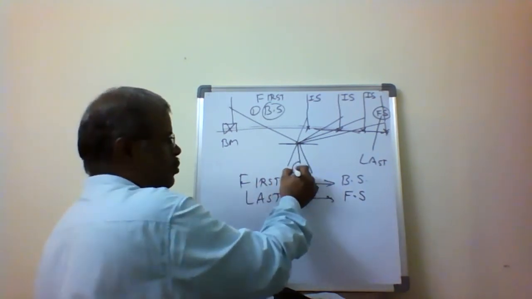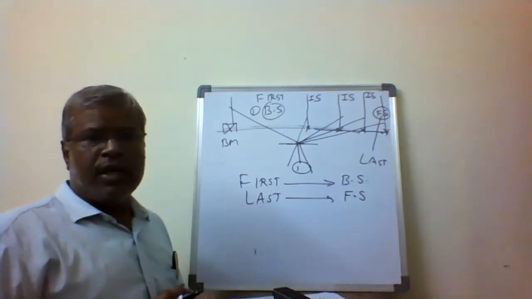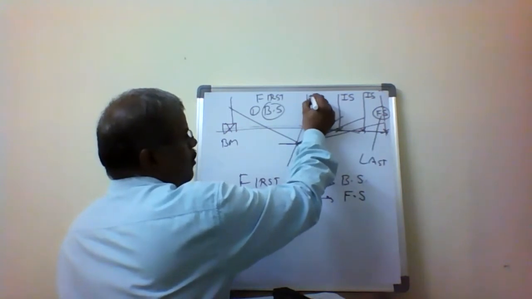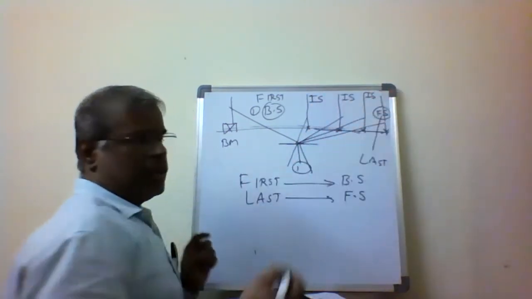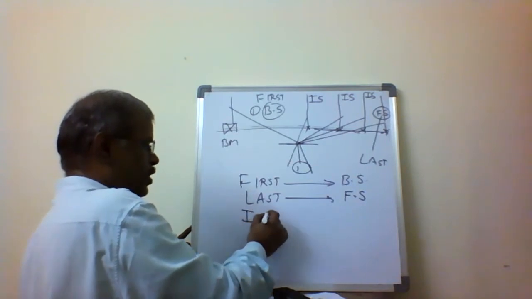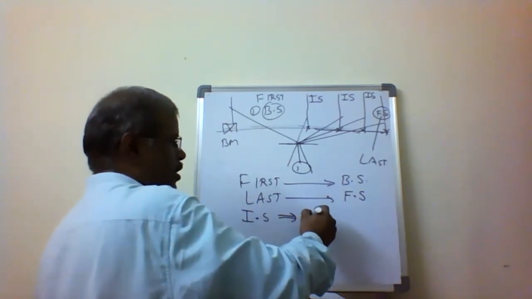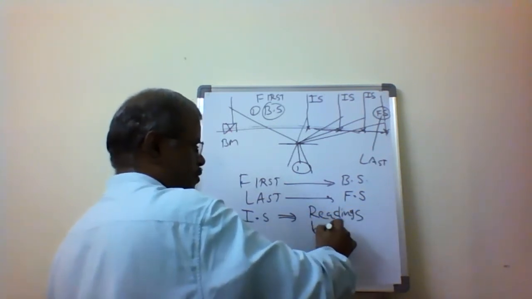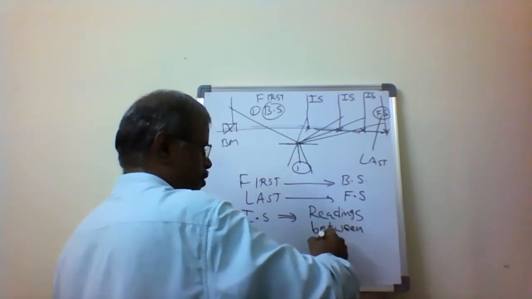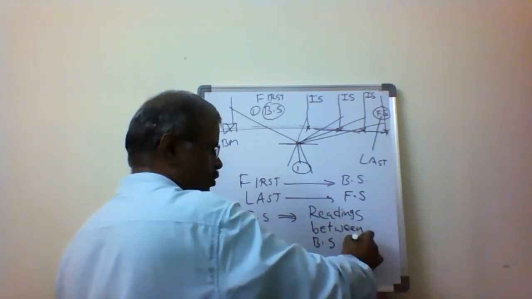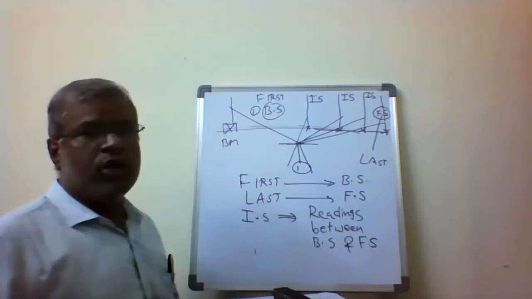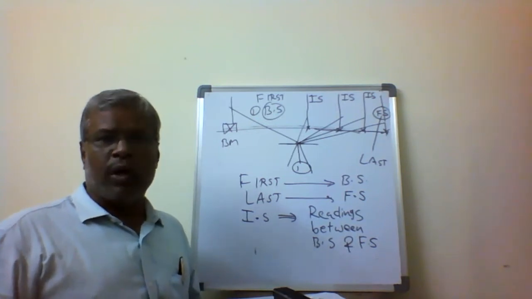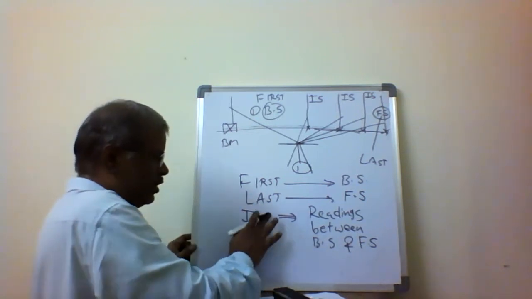So this is one setup of the instrument. We are going to be taking the staff reading at various locations. So this is the intermediate sight reading. Intermediate sight readings are readings between backside and foresight. In this way, we are defining what is meant by the backside reading, what is meant by the foresight reading, and what is meant by the intermediate sight reading. IS is the intermediate sight reading.